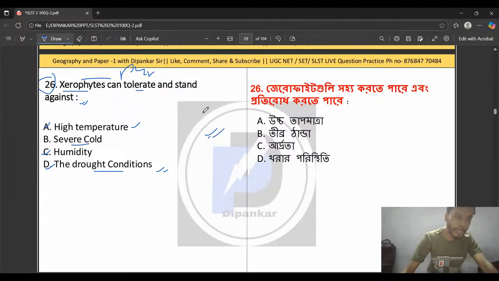Xerophyte can tolerate and stand against what? High temperature, severe cold, humidity, and drought conditions.